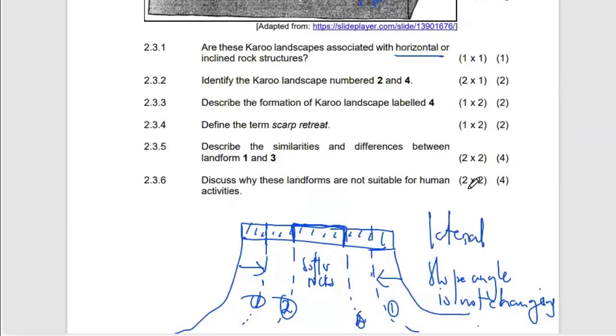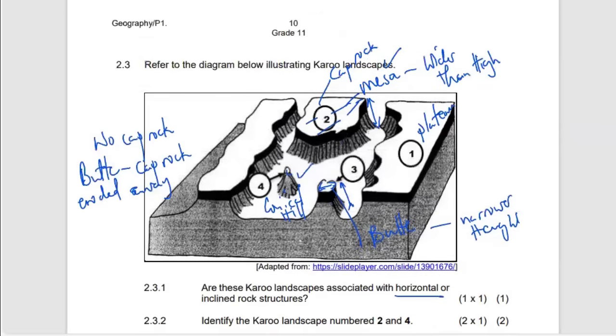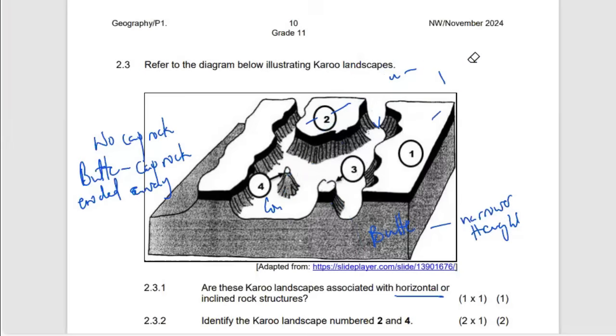Right. Then it says, describe the similarities and differences between landform 1 and 3. What are the similarities between 1 and 3? Let's just highlight them there. Right. If you check, 1 is the plateau and 3 is a butte. How are those two similar and how are those two different? Right. We'll start with the part of similarities. If you check this one here, it has a protective rock layer, which is the cape rock.